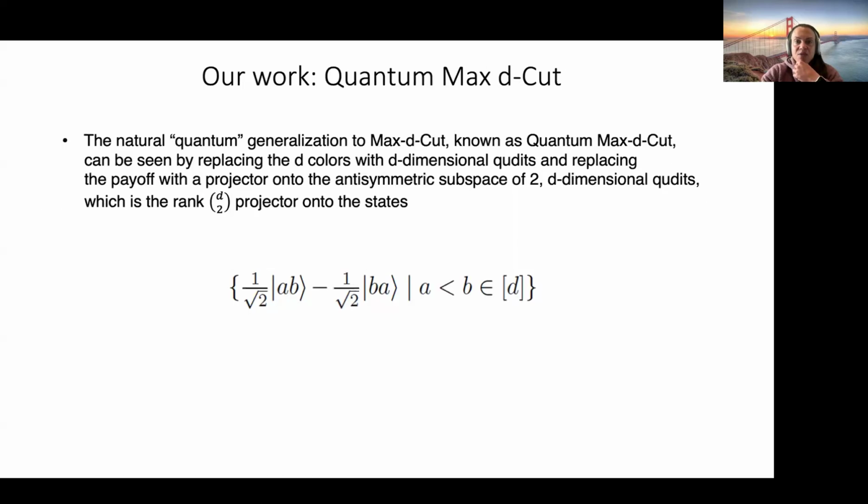So here is max D cut, and what we do is to generalize D cut to the quantum max D cut. Similarly to quantum max cut, this can be seen as replacing the D colors with D-dimensional Q-dits and replacing the payoff, which was the projection to the different values basis, with the projection to the antisymmetric space, which is just the sum of those maximally entangled, let's call them generalized Bell states. It's a rank D choose 2 projector onto these states.